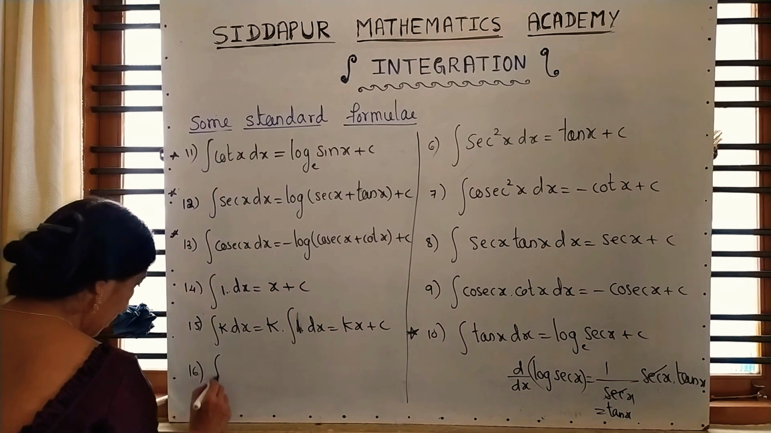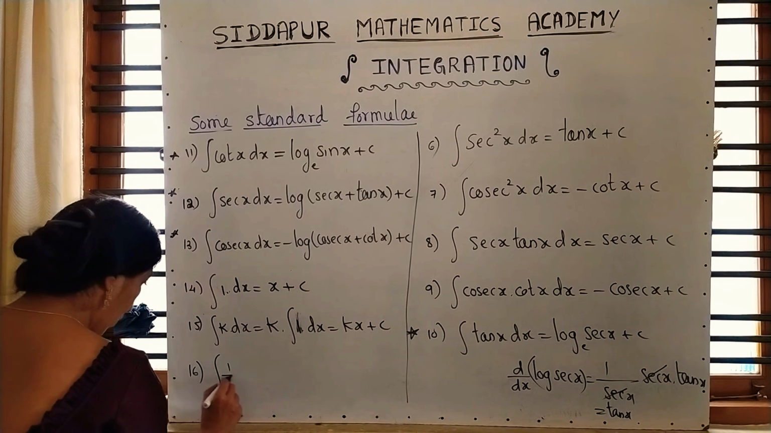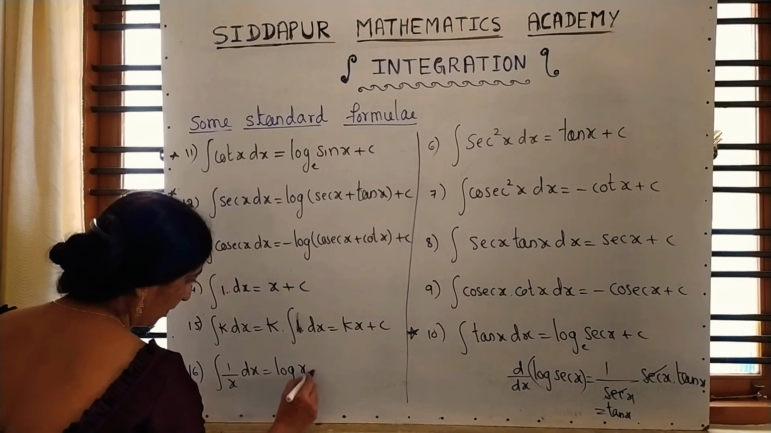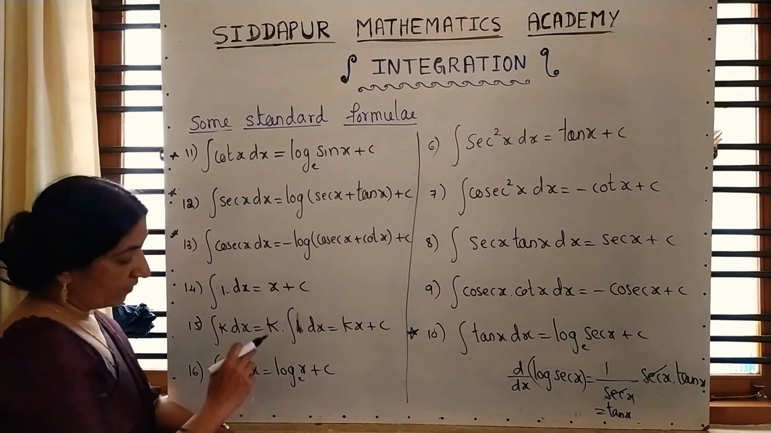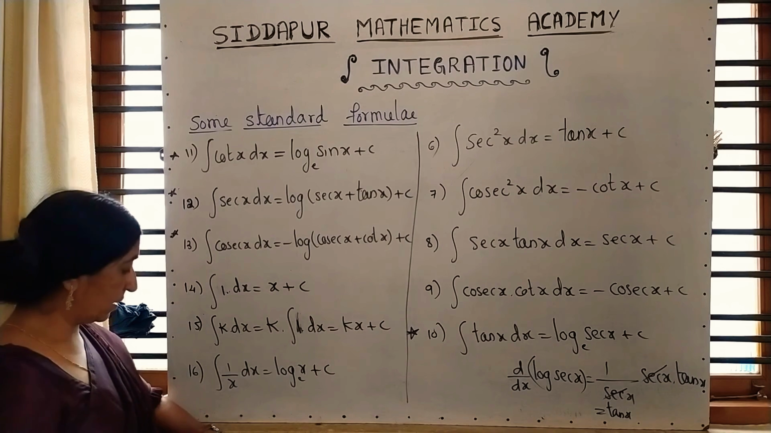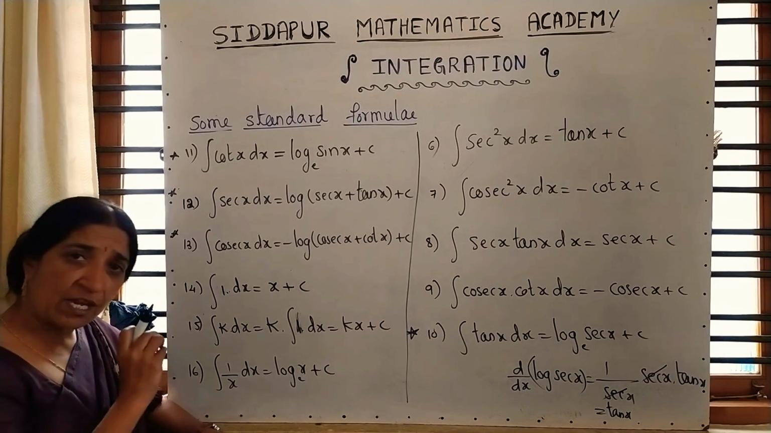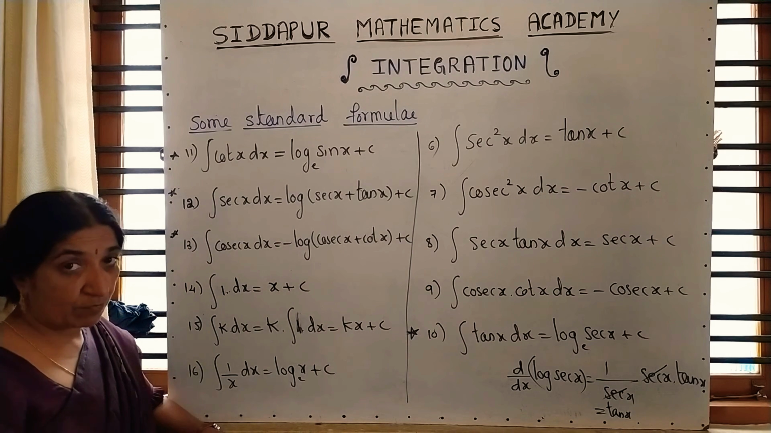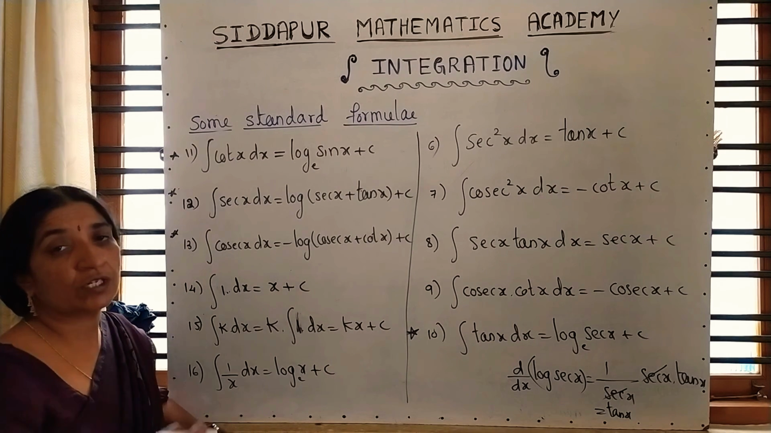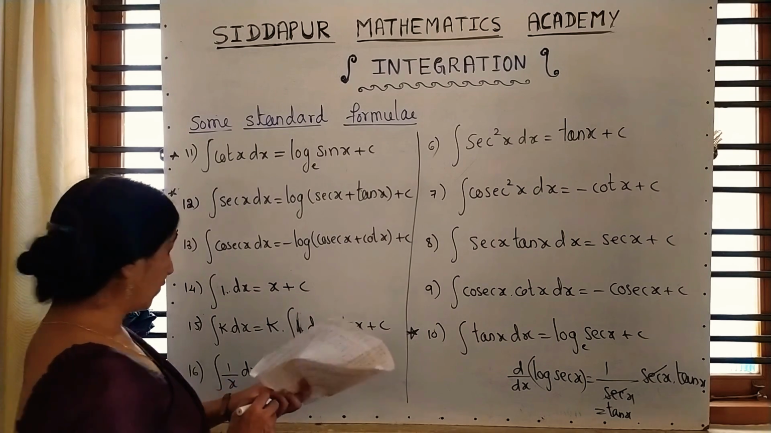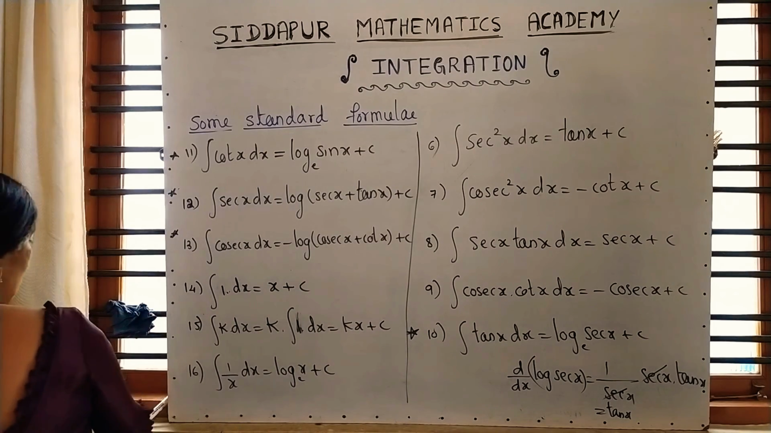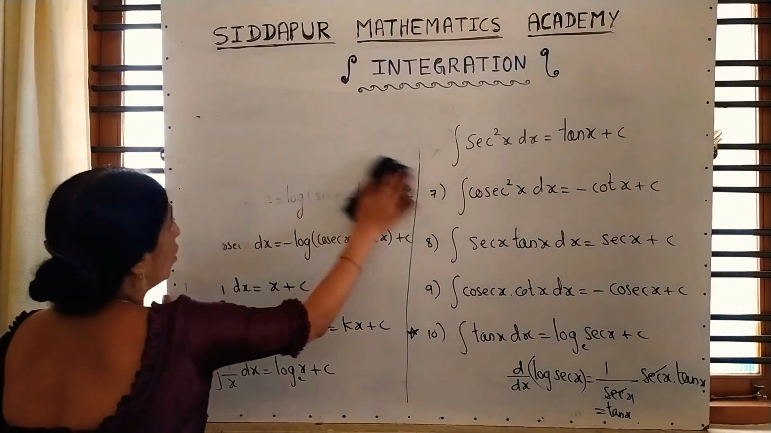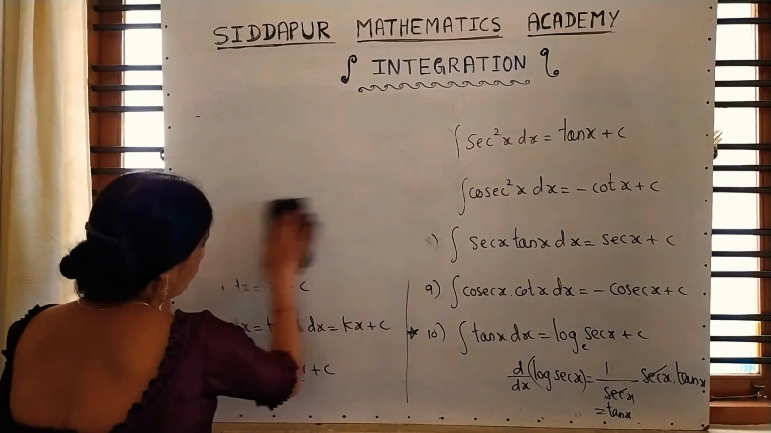Next one. Integration of 1 by x. 1 by x is nothing but log x to the base e plus c. If you differentiate, you will get 1 by x. Not only 16 formulas, we have so many formulas. Just leave some place on the first page because without that we cannot move to the next one. And before moving to the examples, first I will give the rules. These are the formulas. Leave some place. Again we will go on adding formulas to this formula list.